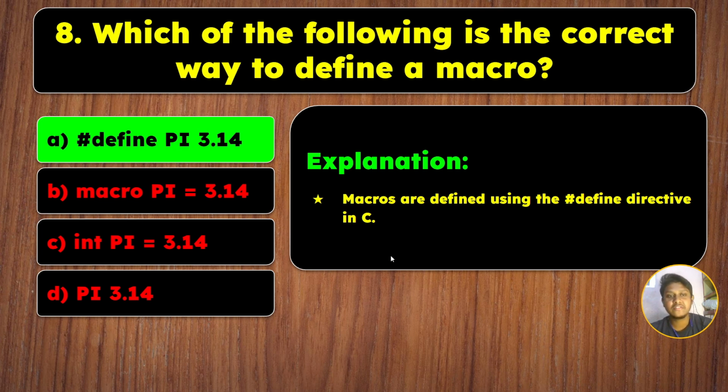So in order to define a macro, we have to first write hash define. Then we can provide the variable name, which is here pi. Then after some space, we can provide its value.